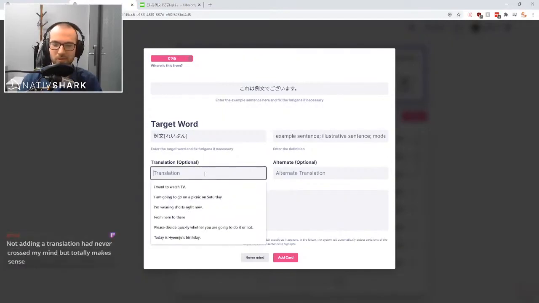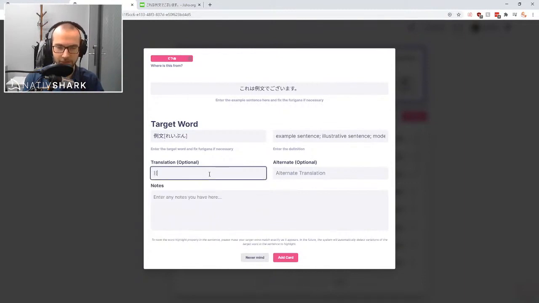If I do really want to take a stab at it, not adding a translation had never crossed my mind, but totally makes sense. Yeah. Okay, so sometimes you do want to take a stab at it, and sometimes it's cool to see when you review them later how much your translation has changed. So you can take a stab at it, and when I do, I make it obvious that it's my own translation. So I'll put it in 2 parentheses. This is my translation from my brain.